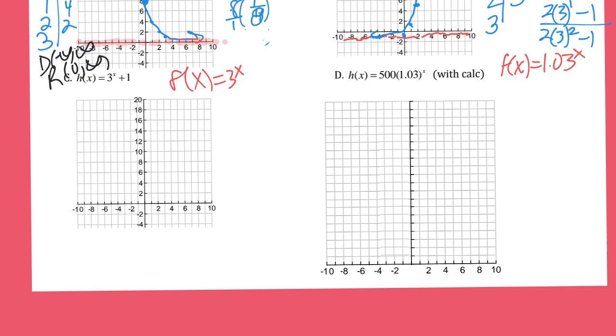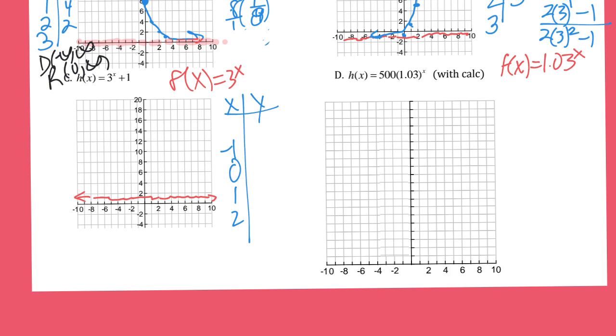The next one, the parent is still 3 to the x, but it's going to be up 1. Okay, so let's see if we can do this. If we look at this, it's 3 to the x and it's up 1. So it's not shifted left or right. We are safe to start at 0 and go to 1 and 2 and, say, negative 1 and see kind of what it looks like. But we can draw the asymptote right here. It's just up 1. And I will ask you to draw the asymptote because I want you to know what's going on here. What are we doing?